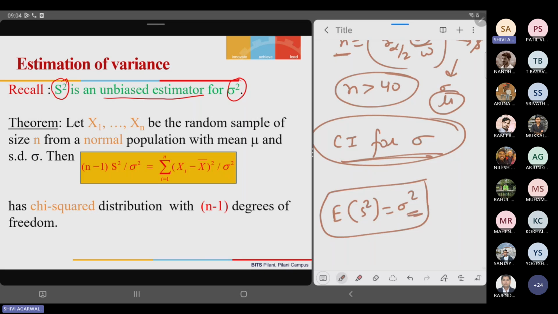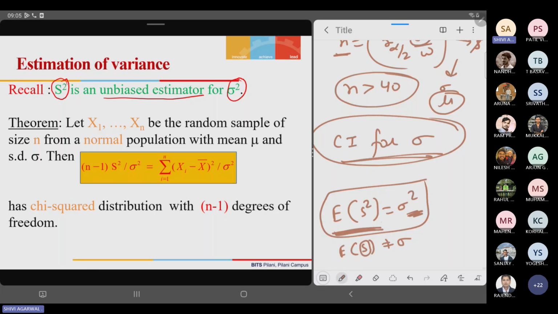Sigma square is not known to us. So by the definition, we calculate the expected value of S square, and that is coming as sigma square. That's why S square is defined as an unbiased estimator. Correct? Expected value of S is not equal to sigma, so S is not an unbiased estimator for sigma. Okay, but we are using S as a good estimator for sigma.